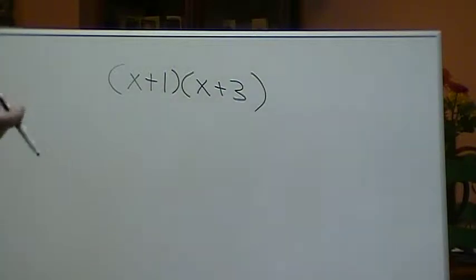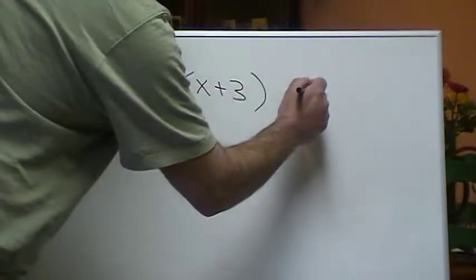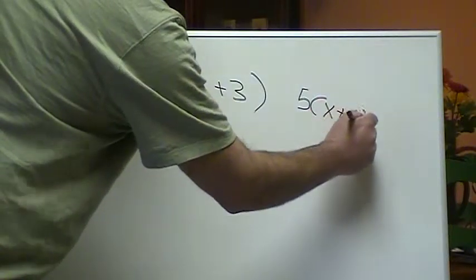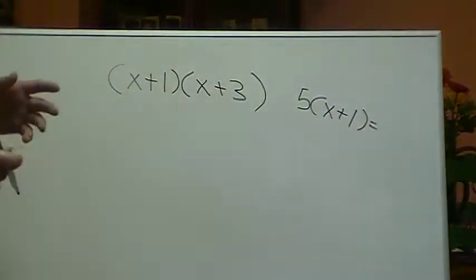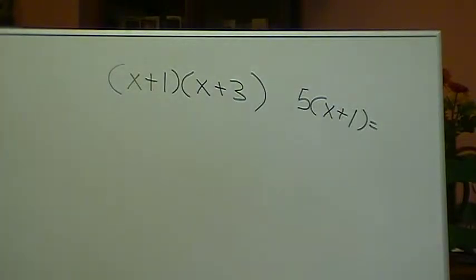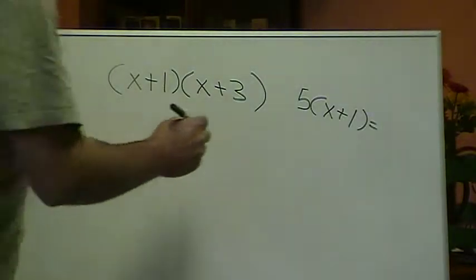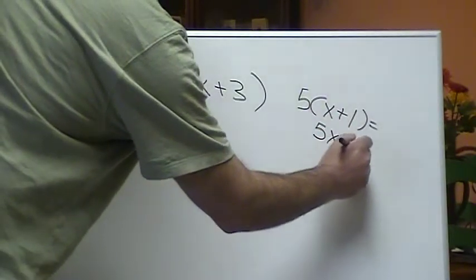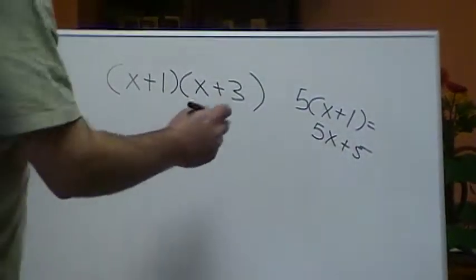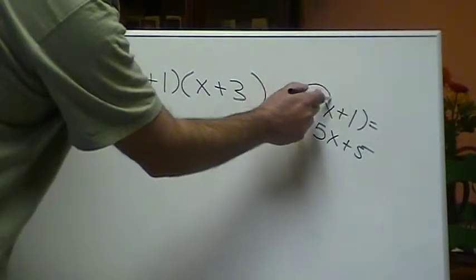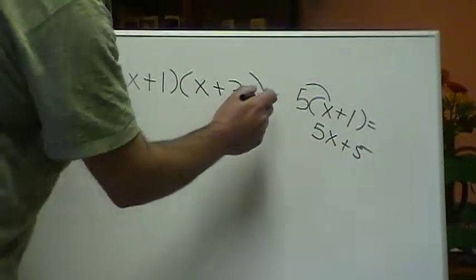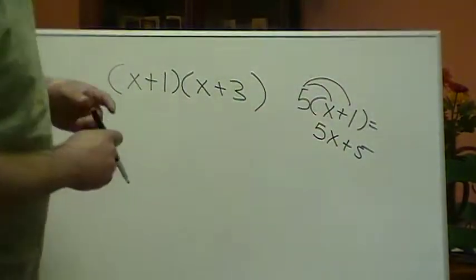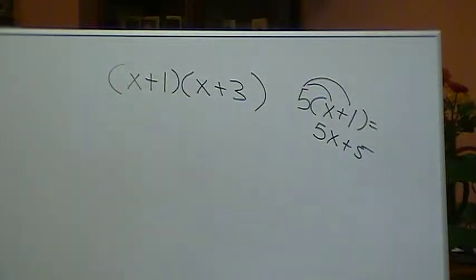Now, let me write down a very simple problem here. Now, in my last video, I described how to solve this problem here. And if you remember, the answer is just going to be 5x plus 5. Very simply, I take this term here, I multiply it by that term to get 5x. And then I take this term here, and I multiply it by the 1 to get 5. So I get 5x plus 5.